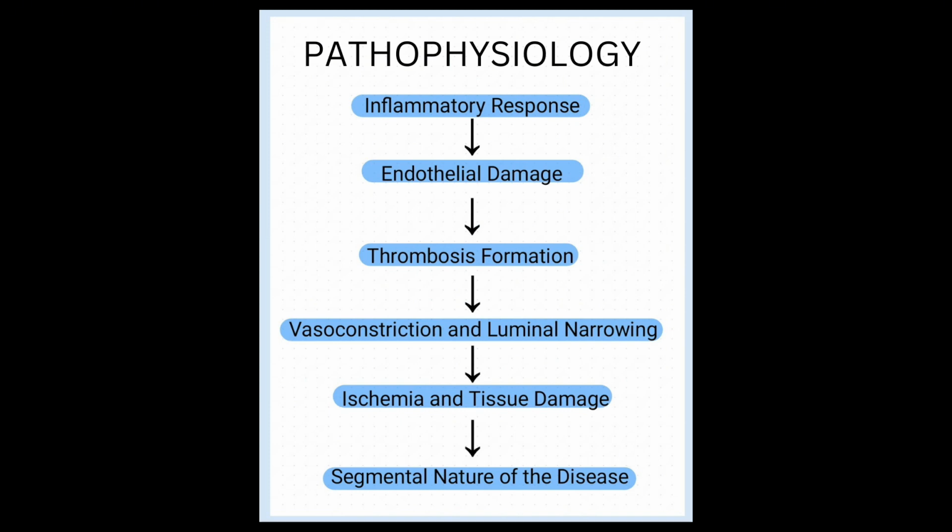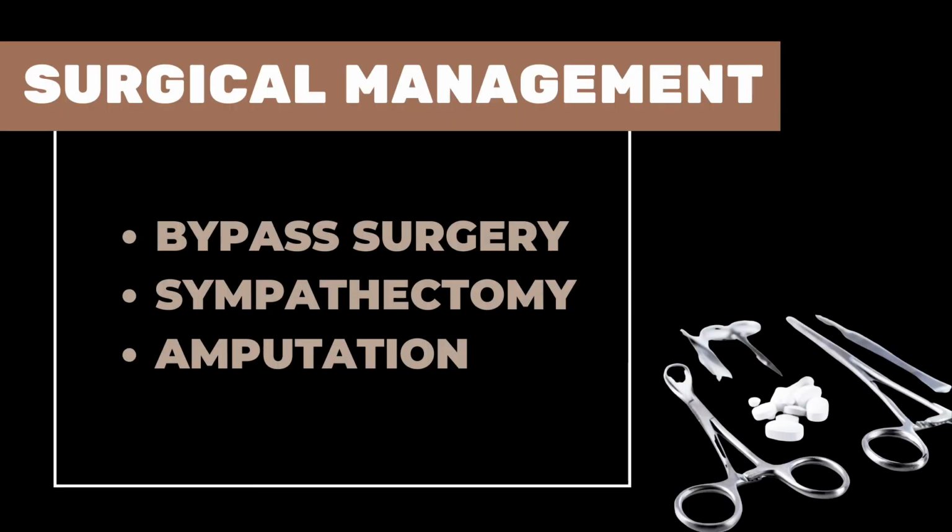Lastly is the segmental nature of the disease. Thromboangitis obliterans tends to affect arteries and veins in a segmental manner, meaning that certain sections of the vessels are affected while others remain relatively spared. This pattern is distinct and helps differentiate thromboangitis obliterans from other vascular diseases.